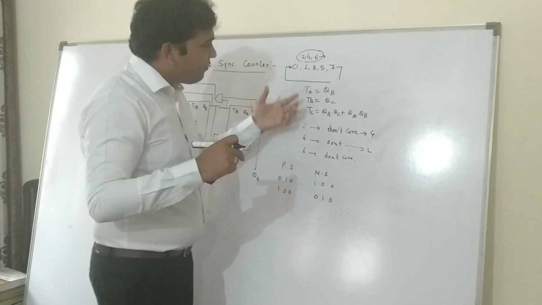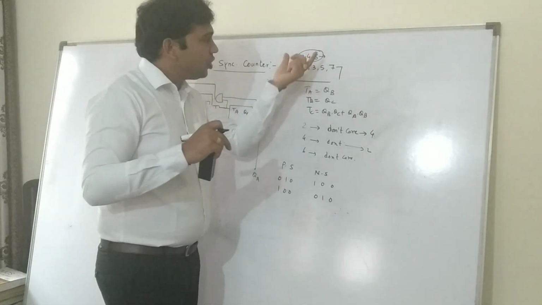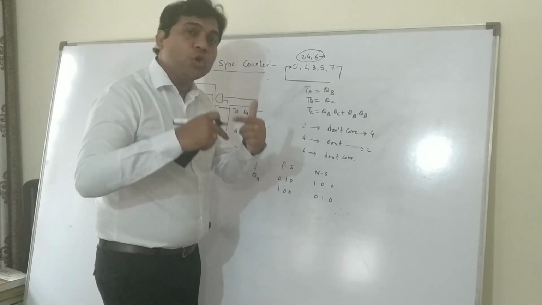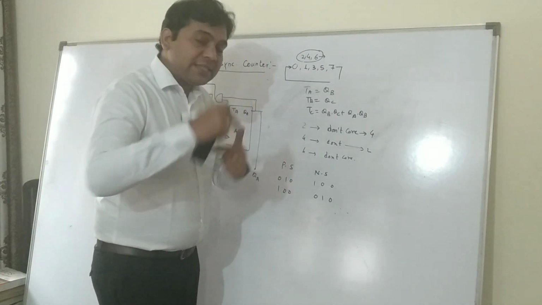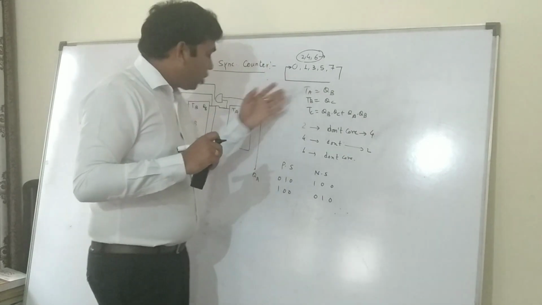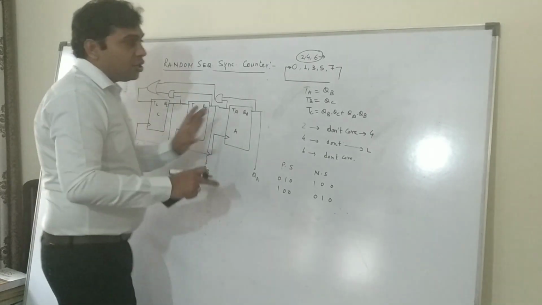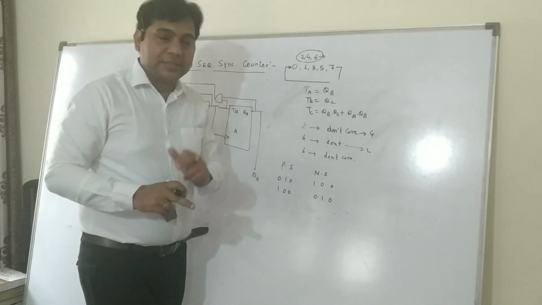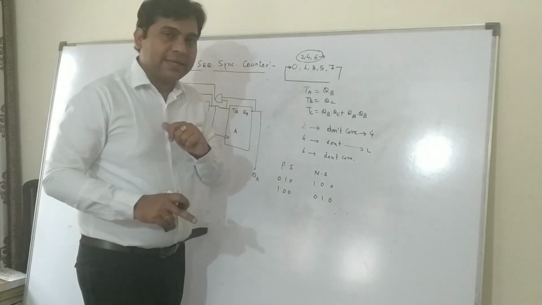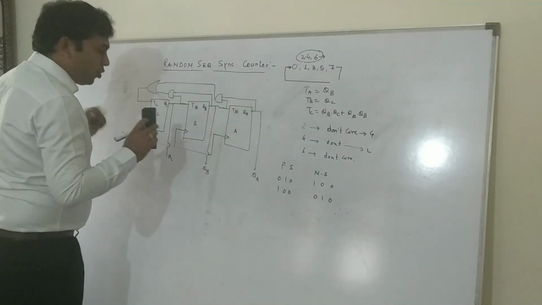So any time we design a counter in such a way that for the unused states we take the next state as don't care, we need to check that whatever we have designed, the counter does not go into lockout conditions. So we need to check that. How to check that? Let me tell you the procedure.